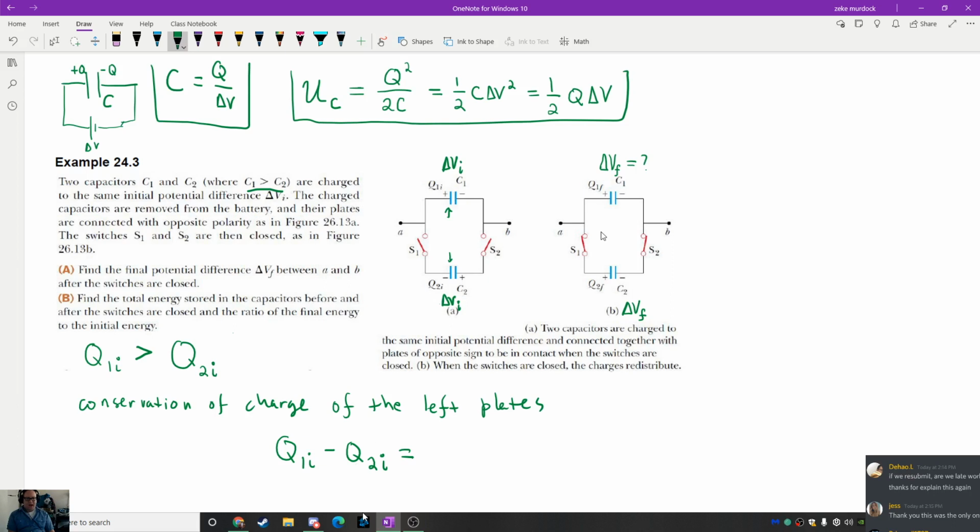All right. After the switches are closed and an equilibrium has been established, the total amount of charge on the left plates is going to be Q1F plus Q2F. Does that statement make sense to you all? Not really.